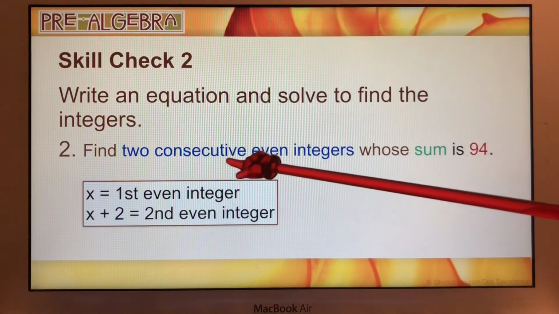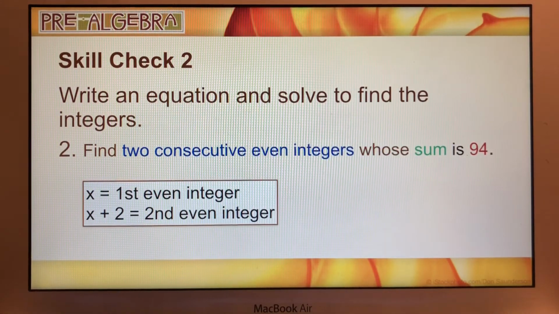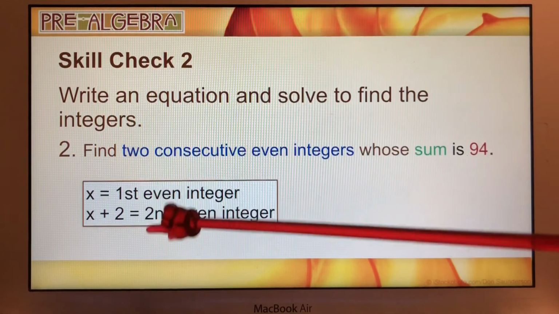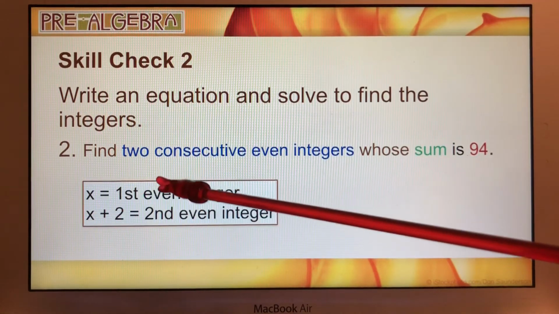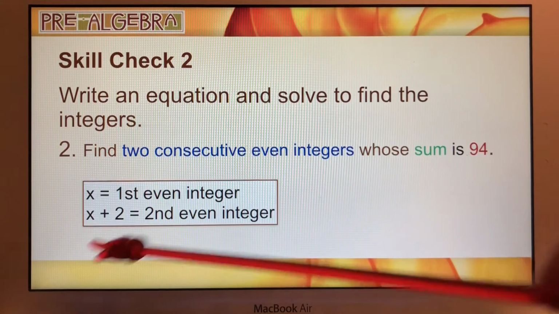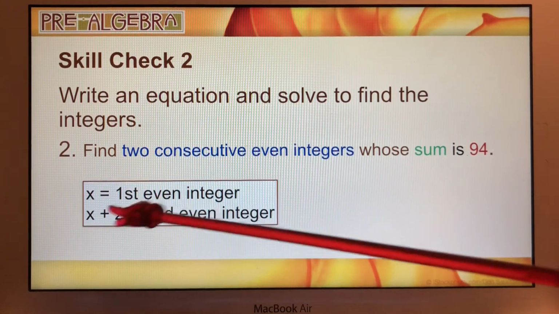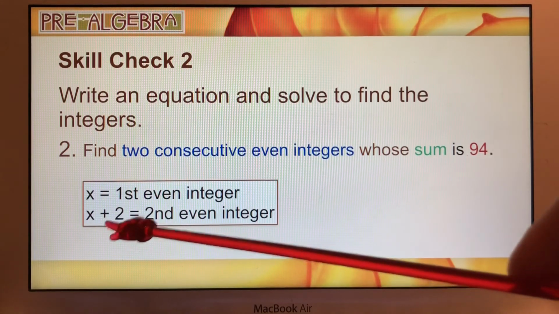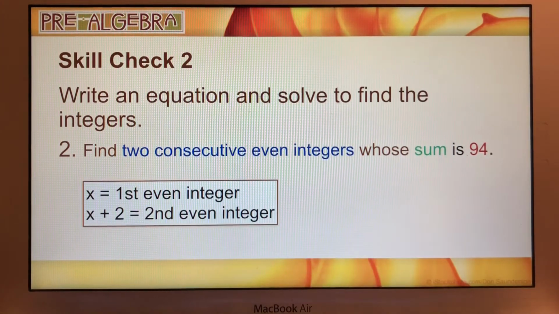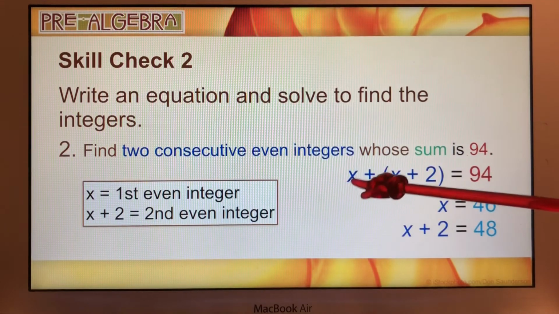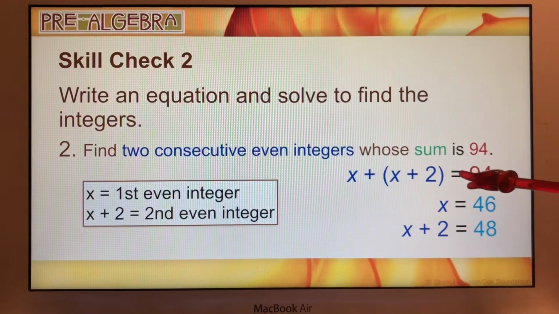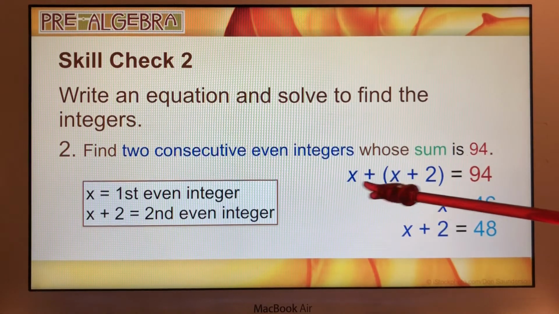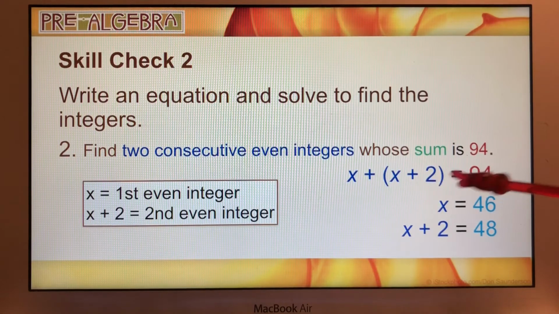Okay, here, now we have two consecutive even integers. If they're both even, for the first one, we can say x is the first integer. Then the next even integer is going to be 2 more than x, right? So that's going to be x plus 2. And then their sum, that means x plus (x plus 2) is 94. Now when you simplify this, this is 2x plus 2 equals 94.